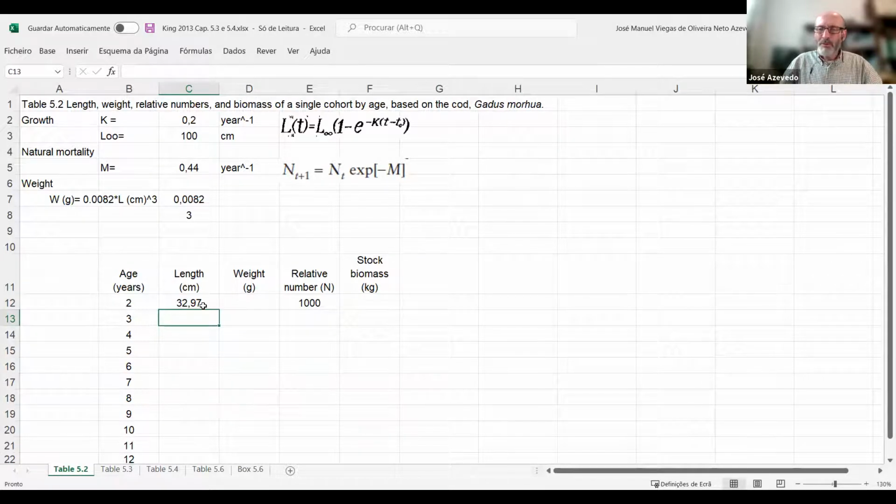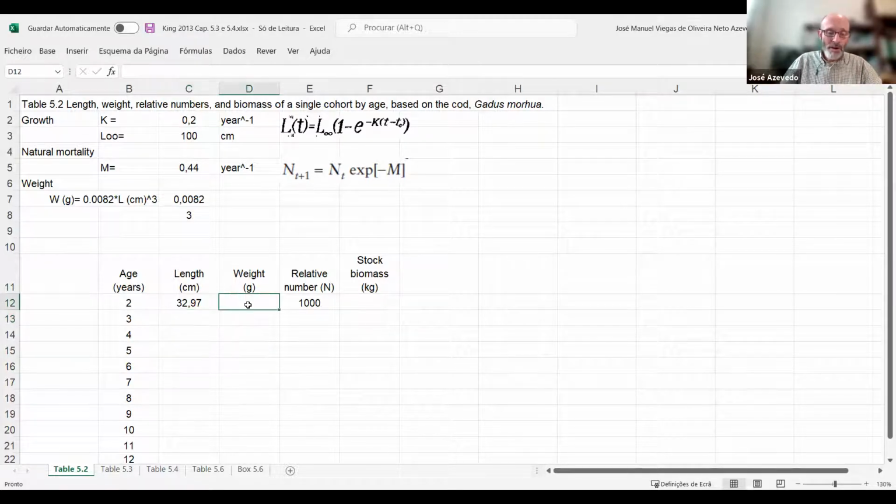And you can look it up in King's table to see if the numbers add up, and they add. Now, a fish with 2 years will be 32.97 centimeters on average. There will be larger fish, there will be smaller fish. This is the average size of the fish.